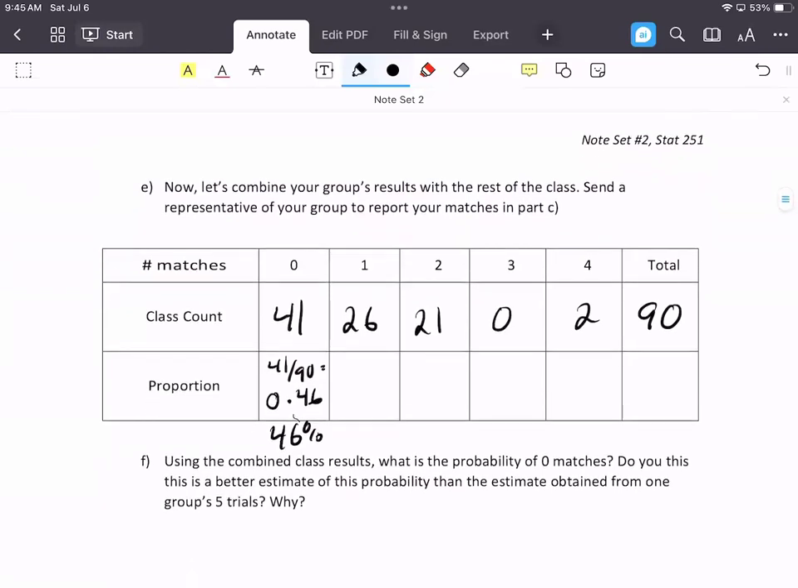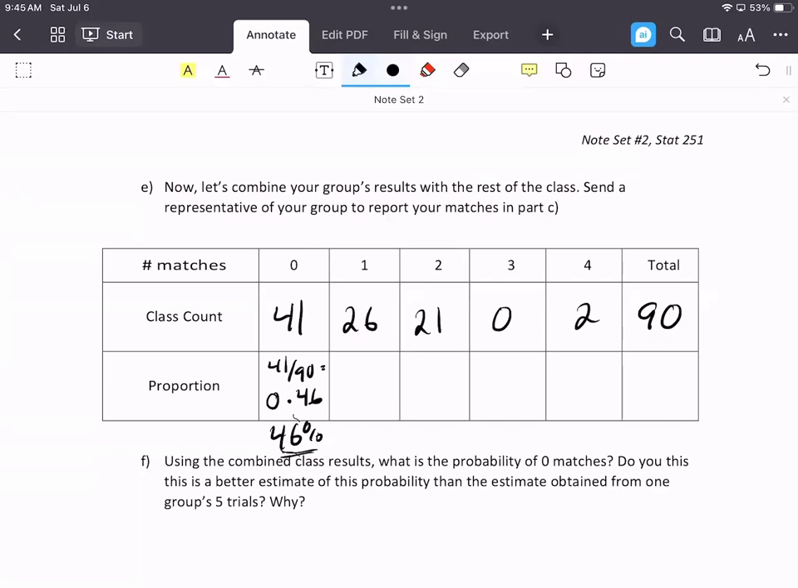Using the combined class results, what's the probability of 0 matches? And we found it right here. Do you think this is a better estimate of the probability than the estimate obtained from one group's 5 trials, and why? I'd say yes, wholeheartedly it is. Remember, we're talking about probability of what happens in the long term over many such trials, such as the one we did in identical circumstances. 90 is a lot more than 5.